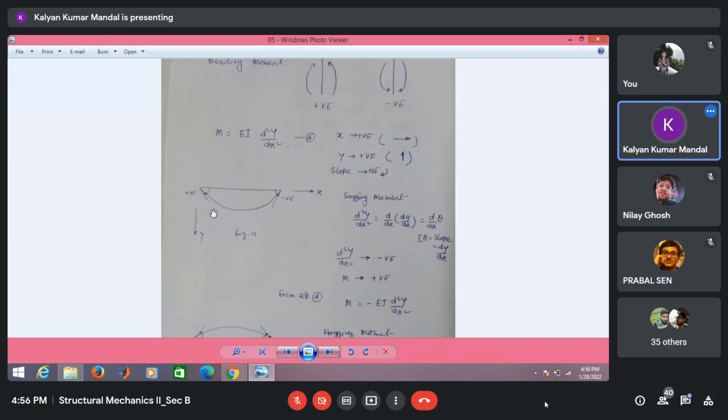That means if we move from the left point to the right point along the positive x-axis, the slope changes from positive to negative. So the change of slope along the x direction, dy/dx, should be negative in sign. What is this? This is d2y/dx2.